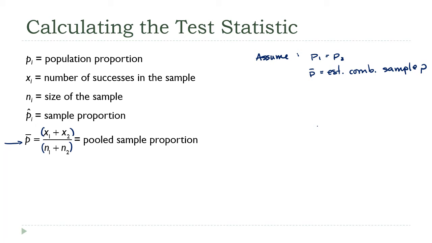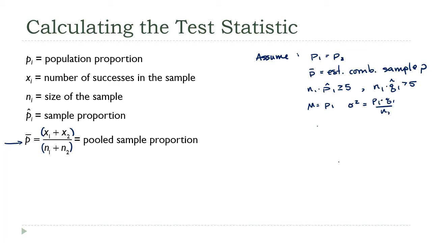Okay, now if we also assume n1 times p hat 1 is greater than or equal to 5, and n1 times q hat 1 is greater than or equal to 5, then the distribution of p hat 1 can be approximated by a normal distribution with a mean of p1 and a variance of p1 times q1 divided by n1. And of course that applies to the second sample as well.